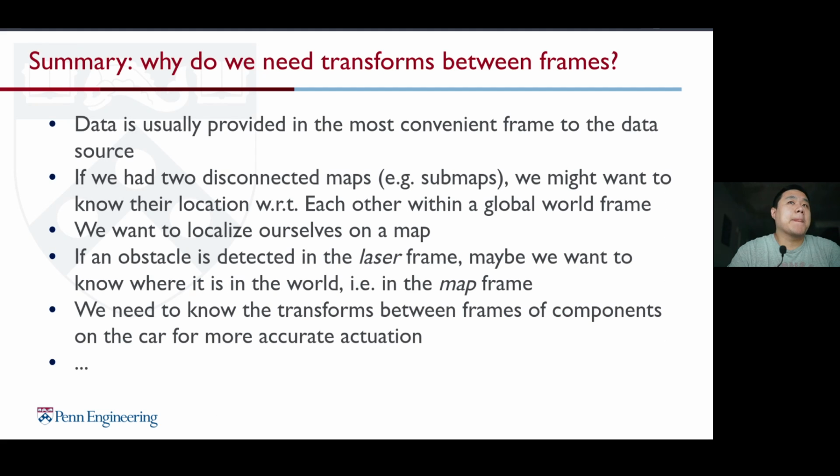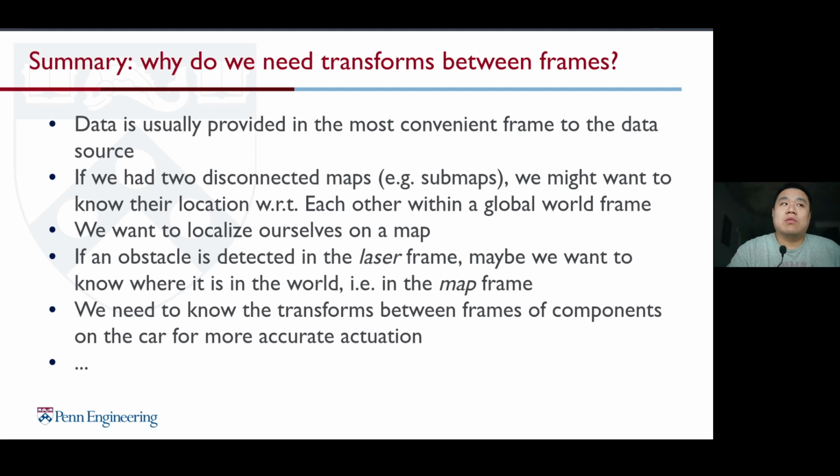So in summary, why do we need transformation between frames? To reiterate, first of all, the data is usually provided in the most convenient frame to the data source, i.e. the sensors we have onboard our vehicles. And second, if we had two disconnected maps, for example, submaps in a SLAM algorithm, we might want to know their location with respect to each other within a global world frame.